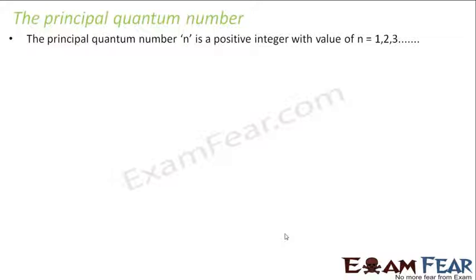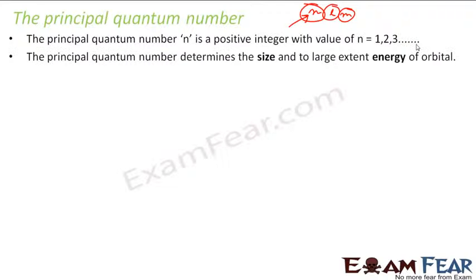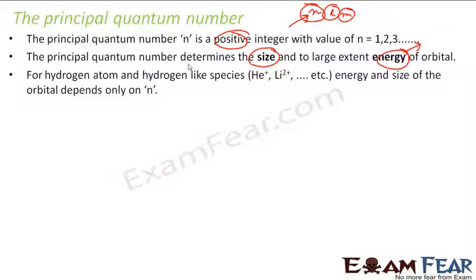Let's discuss the principal quantum number. For any orbital we have three quantum numbers: n, l, m. The first is n, called the principal quantum number, whose value can be 1, 2, 3, 4, and so on. It's a positive integer. This determines the size and, to a large extent, the energy. Please note, this solely will not determine energy, but it has a contribution to the energy of the orbital. But it determines the size of the orbital.